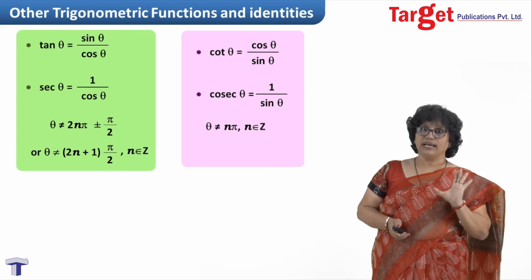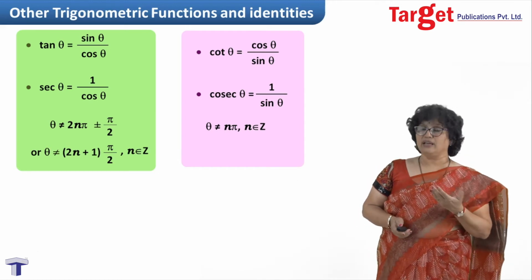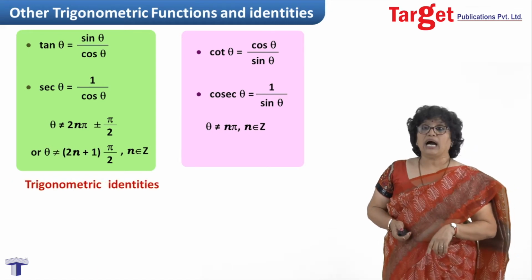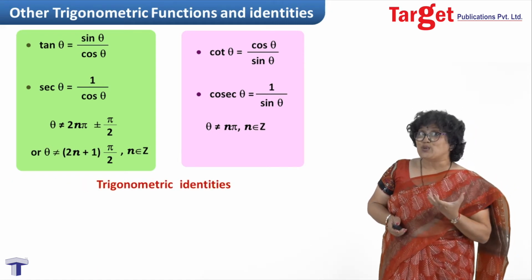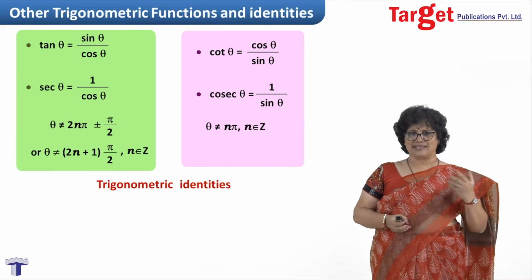Z means set of integers. I hope you remember previous sessions of set theory also. There we have used the same notation. Now, I move further and I use those trigonometric identities which you have already done. You must be missing them all this time, right?